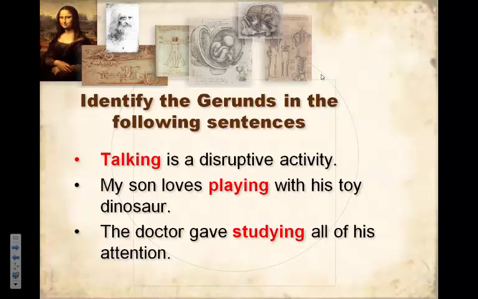Okay, these are what you should have come up with. Talking is the subject of the first sentence, and playing is the direct object of the second sentence, and studying is the direct object of the third sentence.